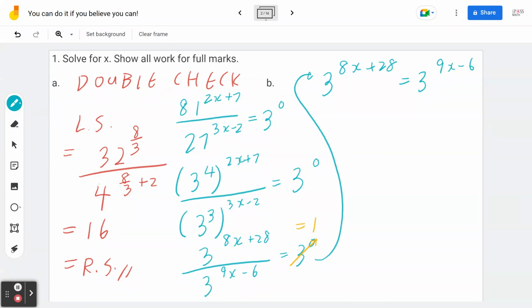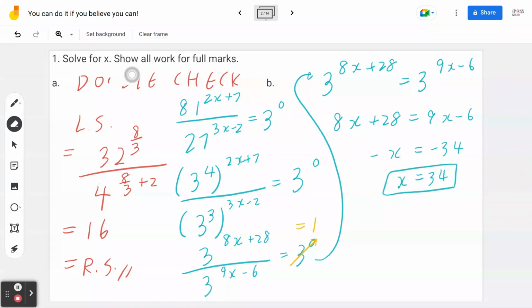The difficult part is now over. Same base, you create the exponent, exactly what we did in part A. Again, you should be able to solve for x now. You bring 9x to the left, 8x minus 9x is negative x. You can bring 28 to the right, negative 28 minus 6 is going to be negative 34. So x equals 34. Again, please consider double checking.